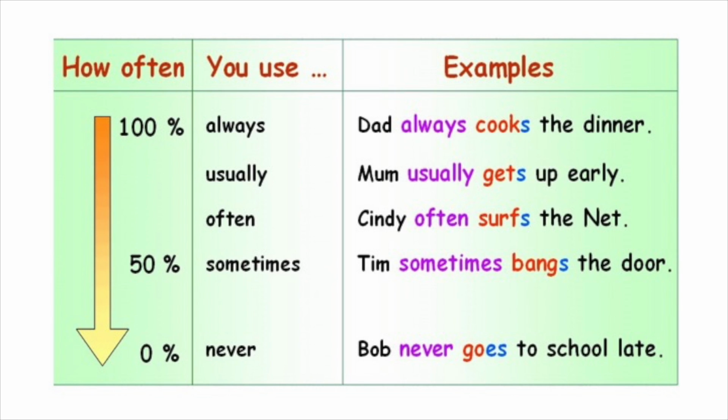However, for something that we don't do all the time, but we do quite a lot, we can use the time marker usually. Yes, like Mom usually gets up early. Yes, and you can see for 100% of the time, always. Usually about 80%. We do it more often than not. But then, not usually, less frequently than usually, we would say often.